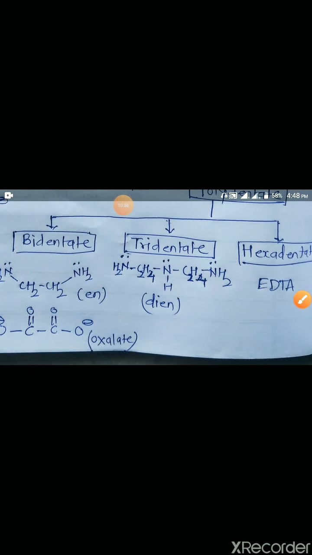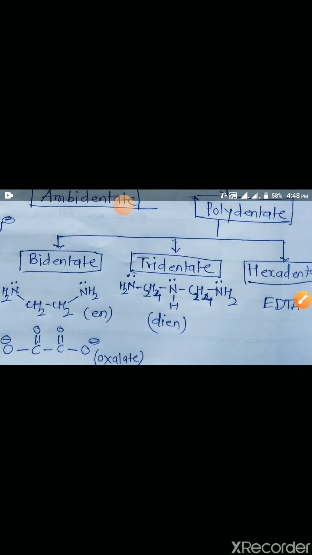Next one is tridentate ligand. Again the definition will be the same. The ligand which has three donor atoms in one molecule. Here you can spot this is one, this is second and third. Three nitrogen atoms each with a lone pair, that is three lone pairs are there, and that's why it is a tridentate ligand. It is called diethylene triamine and the short form is DIEN.